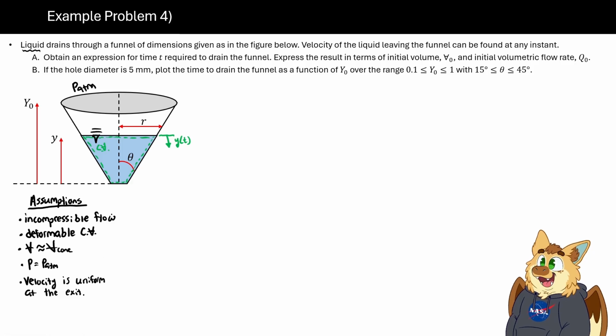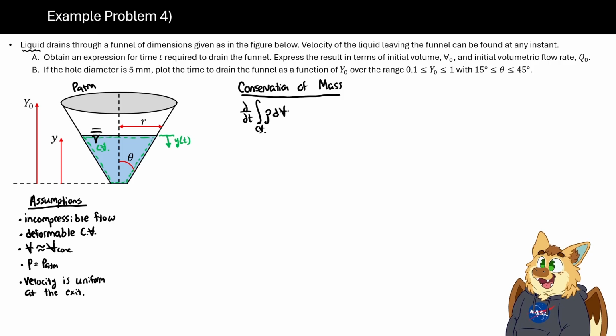Okay, great. We have a very nice starting point of assumptions here. So now let's jump into conservation of mass as our starting point. Okay, and everyone's memory at this point, it's del over del t, integral over our control volume of rho dV plus integral over our control surfaces of rho V dot n dA equals 0.